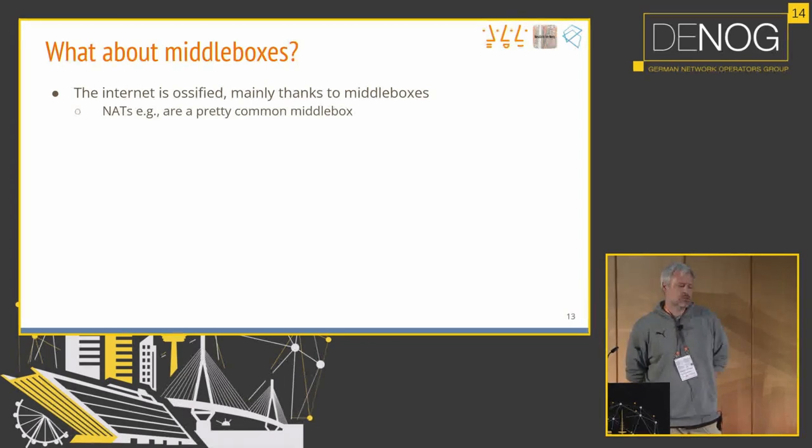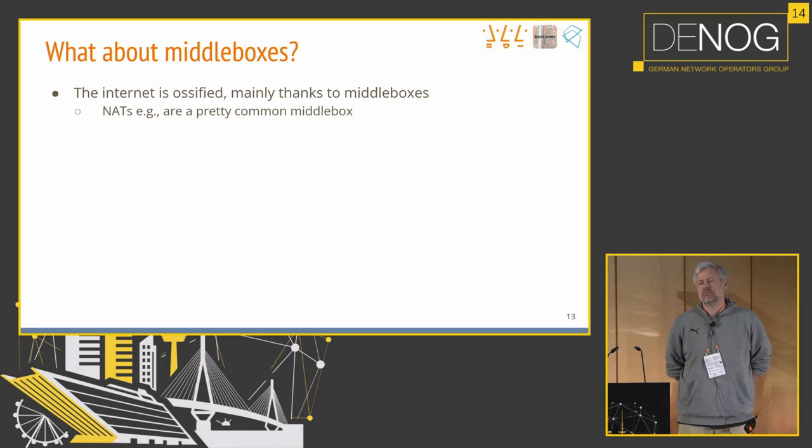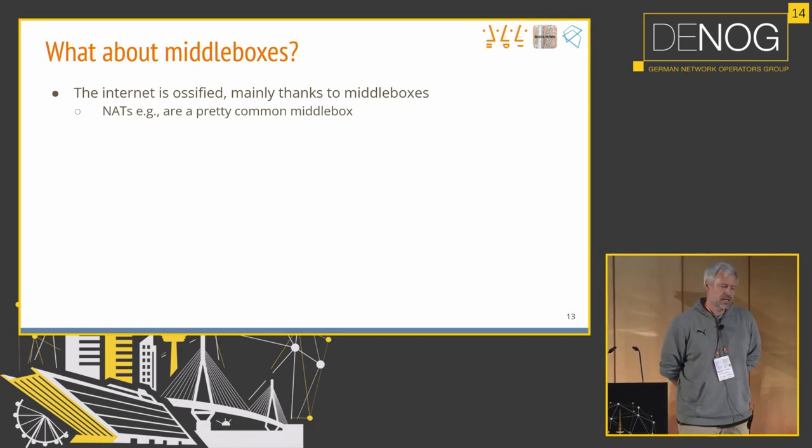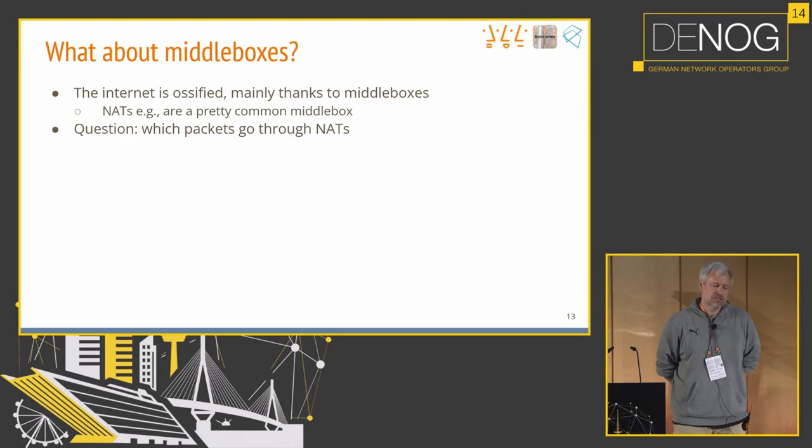But the most common middle box today on the public internet are NATs. Most of us are behind the NAT when we're at home. And they ossify the internet, because a NAT believes it knows how the internet works. And that means when the internet changes, it doesn't work anymore, because it's outside of this picture of the internet that the NAT believes the internet should look like. So we tested, the question was, does it go through NATs? That's one of the big questions we had.